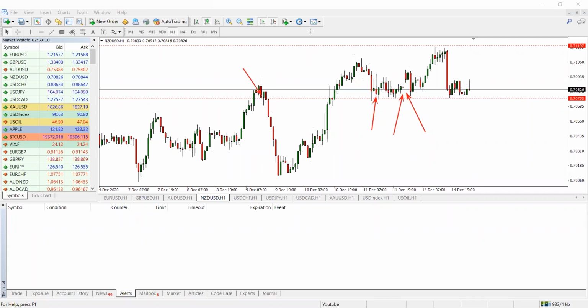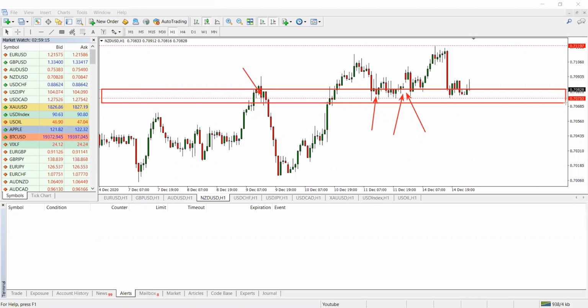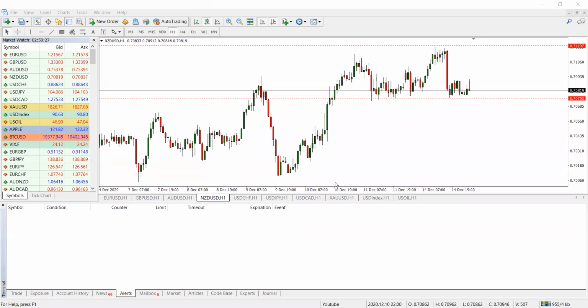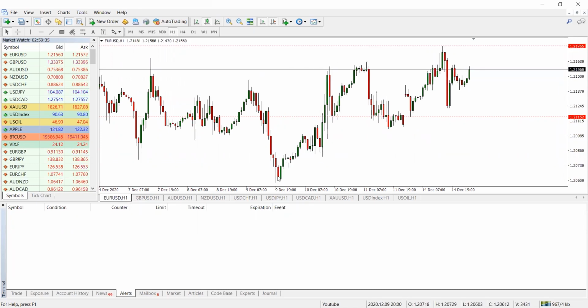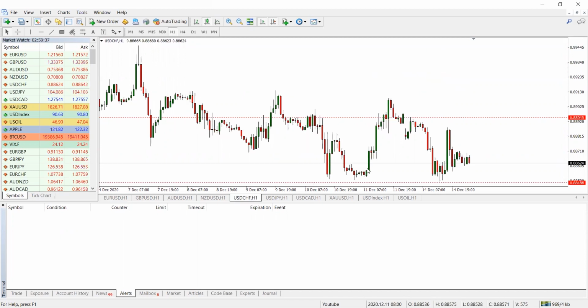Don't forget it's an area and not a price point, so we can box it. Boxes are always good to show those areas that have acted as support and resistance at one point in time, right? Great. So now the dollar Swiss, opposite of Euro USD. If we have Euro USD going up, we should have dollar Swiss going down.